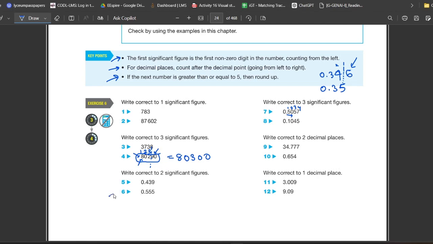And this one, we have to write correct to two significant figures. This is the point we have to omit, so we check the third significant figure also. It is equal to 5, so we add 1. 0.560 like that. And this one, correct to one decimal place. This is the point we have to omit. Check the second decimal place also. It's 0, so we don't have to add anything. 3.0 like that.